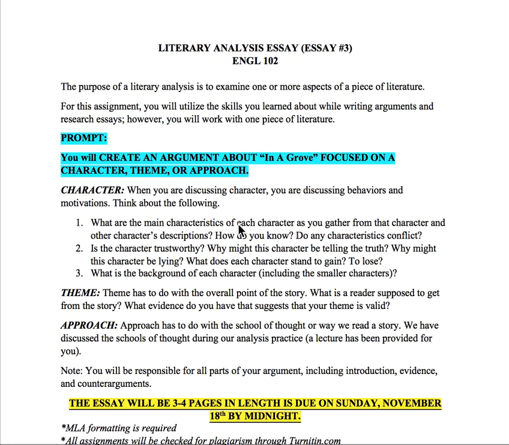Hi everyone, this is your explanation for your last essay. So you're going to do something a little bit different in this essay. This is a literary analysis essay. You guys have read In a Grove, which is a short story. So basically you're going to be doing what you've probably done in high school, which is analyzing a piece of literature for meaning and representation of different ideas or characterizations or thematic issues.